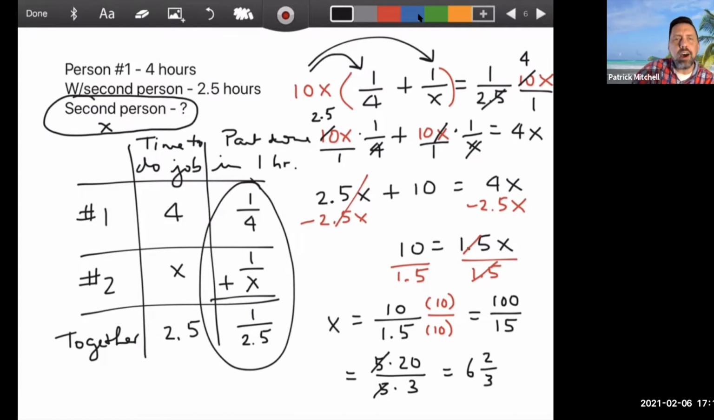All right, so if it takes the first person 4 hours working alone, and with another person's help, it takes 2.5 hours, then that means it would take that second person 6 2/3 hours to do the job working alone. So I will leave it to you to think about why that answer makes sense.